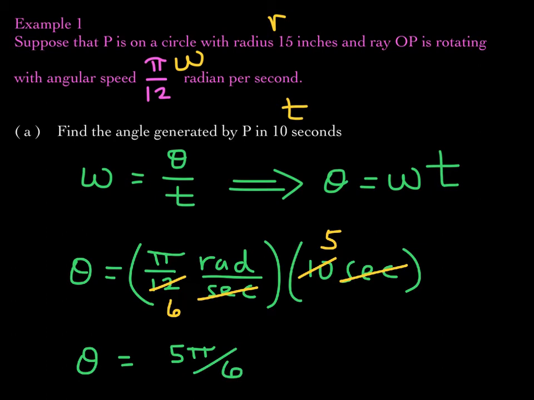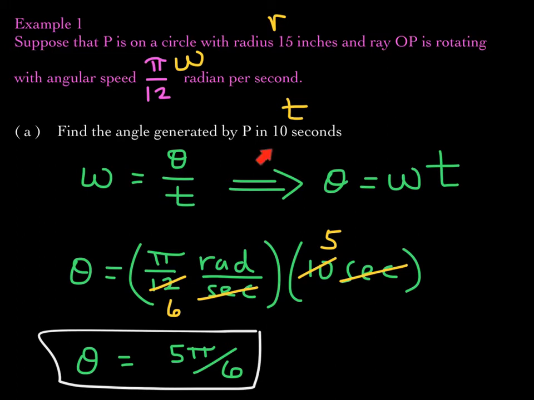Okay? All right, so there's the answer for the first part. This is the angle. Let's be very clear as to what we found. We found the angle that is generated by point P in 10 seconds. So as soon as 10 seconds have transpired, this is the angle that is generated by point P moving along the circle. All right, let's go for the second part now.